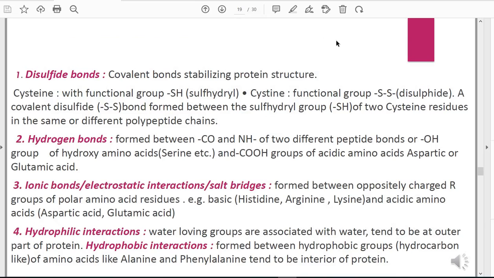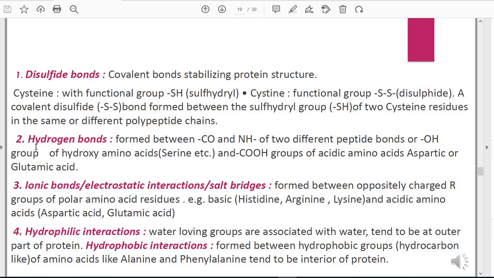In detail, the disulfide bond is a type of covalent bond. It's a strong bond stabilizing the protein structure, occurring between two molecules of cysteine containing a sulfhydryl group to form cysteine containing the disulfide bond. It's a covalent bond stabilizing the protein structure.